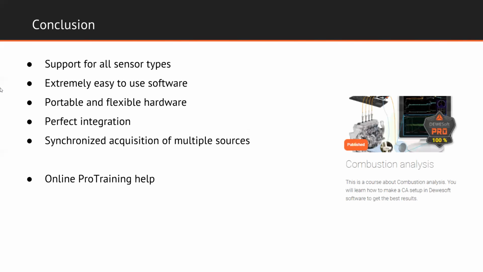As you see, we have support for all sensor types available: charge, analog, voltage, or current. The software is done to be extremely easy to use and intuitive, and we have one of the smallest and most flexible hardware packages on the market. So together with sending out CAN data and the Testbed plugin, we have perfect integration for any test system, and we can synchronize acquisition of multiple sources at once.